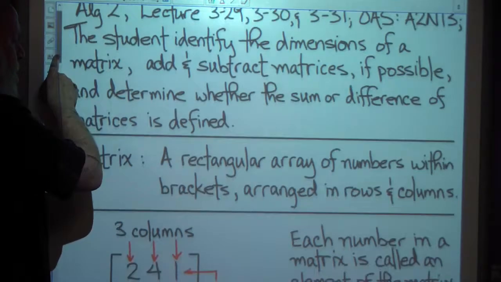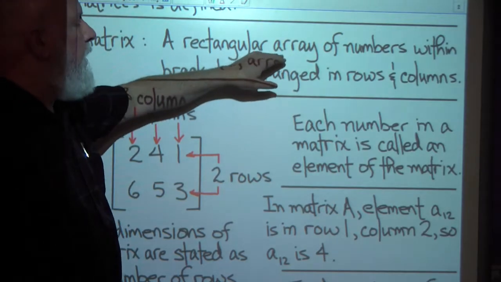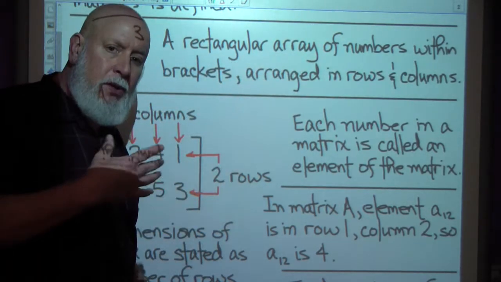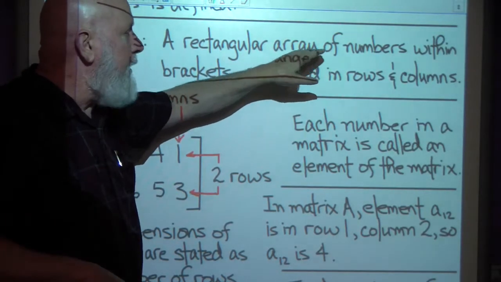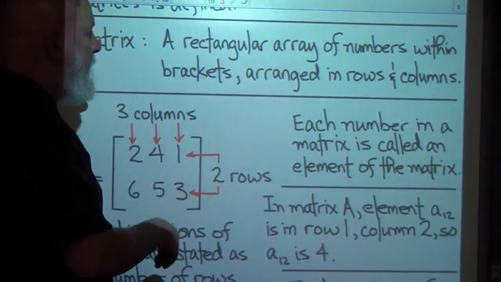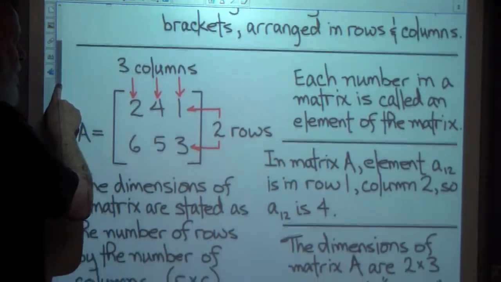Let's talk about that real quick. A matrix is a rectangular array. You can think of an array as just an arrangement, a rectangular arrangement of numbers within brackets. And they're arranged in rows and columns. Here's a matrix right here.